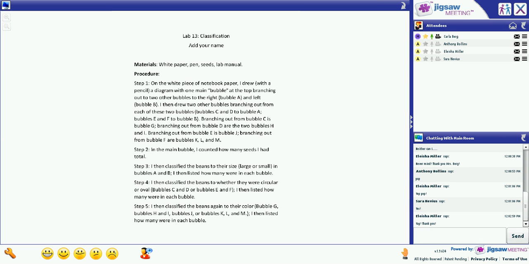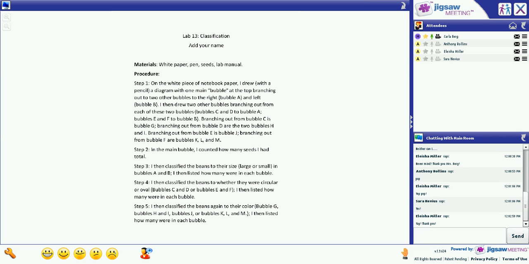On the white piece of notebook paper, I drew with a pencil a diagram with one main bubble at the top, branching out to 2 other bubbles to the right, bubble A, and left, bubble B. I then drew 2 other bubbles branching out from each of these 2 bubbles, bubble C and D to bubble A, bubble E and F to bubble B. Branching out from bubble C is bubble G. Branching out from bubble D, there are 2 bubbles, H and I. Branching out from bubble E is bubble J. Branching out to bubble F are bubbles K, L, and M. Certainly a tongue twister, but it's a very good description of what you drew on your white sheet of paper.